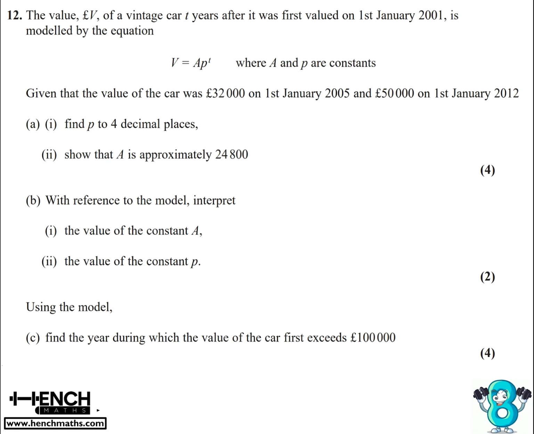Question 12. The value, V pounds, of a vintage car T years after it was first valued on the 1st of January 2001 is modelled by the equation V equals A P to the power of T, where A and P are constants. Given that the value of the car was £32,000 on the 1st of January 2005 and £50,000 on the 1st of January 2012: (a)(i) find P to 4 decimal places, and (ii) show that A is approximately 24,800. We then have to interpret the constants, and find out in which year the value first exceeds £100,000.